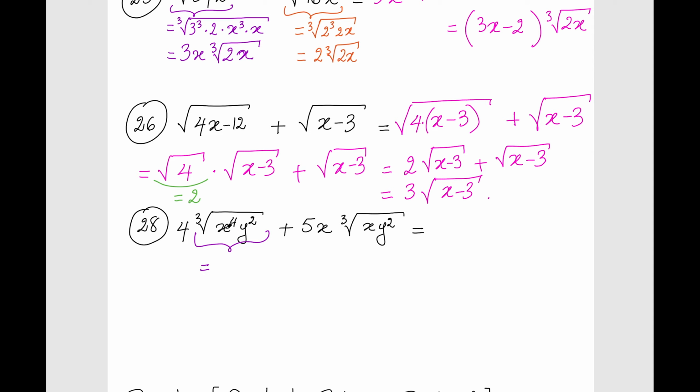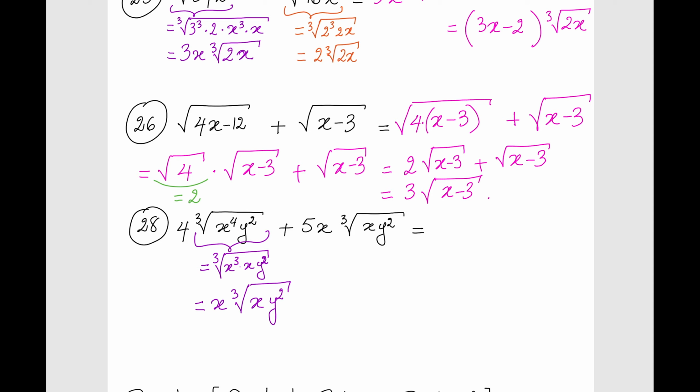Well, you can split x to power 4 as x to power 3 times x. And get, this is a multiplication. So the third root of x cubed is x. And third root of x times y squared. This would be the value of this, right? This value and this value are the same expression. Plus 5x times this image.